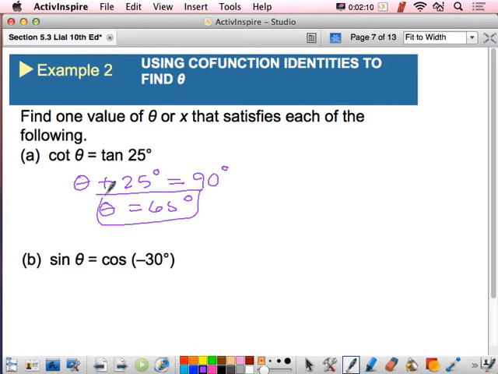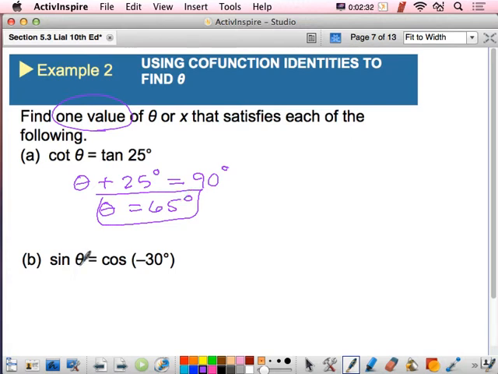Now, notice that it says one value. There actually are how many values? Infinitely many, because if 65 works, then whatever 360 plus 65 is would also work. And you could keep adding 360, and that would give you a new answer every time. So we'll only ask you to find one. How about the second one?